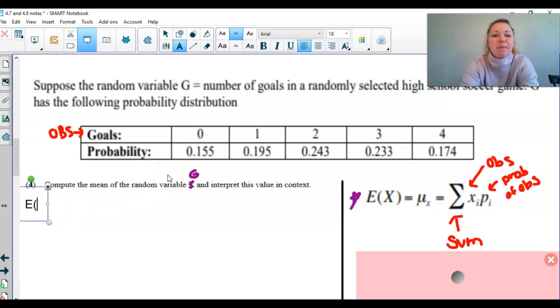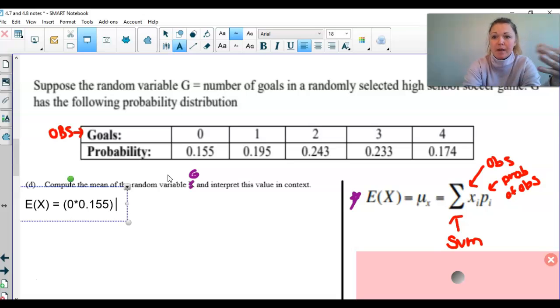Okay. The expected value is equal to our first observation. Our first observation is 0 times the probability of that observation, 0.155. It's the sum of the observation times the probability of that observation. So we have another observation, so plus 1 times the probability of that observation, 0.195.